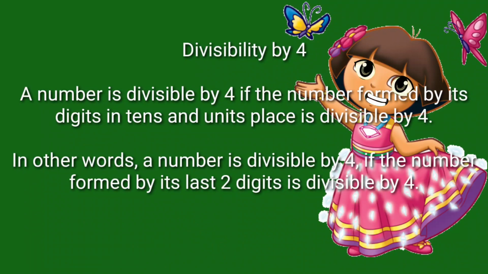Divisibility by 4. A number is divisible by 4 if the number formed by its digits in the tens and units place is divisible by 4. In other words, a number is divisible by 4 if the number formed by its last two digits is divisible by 4.